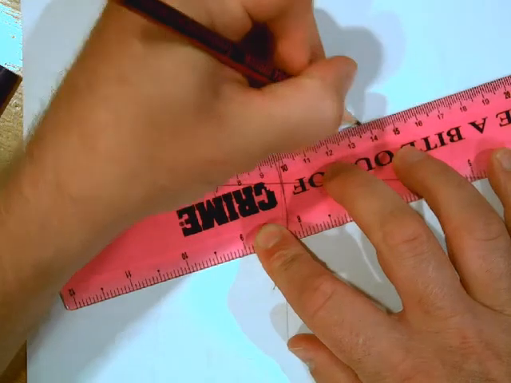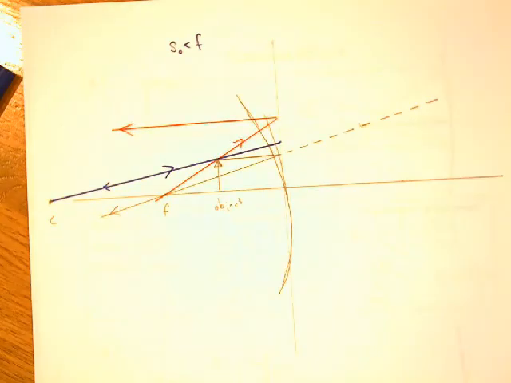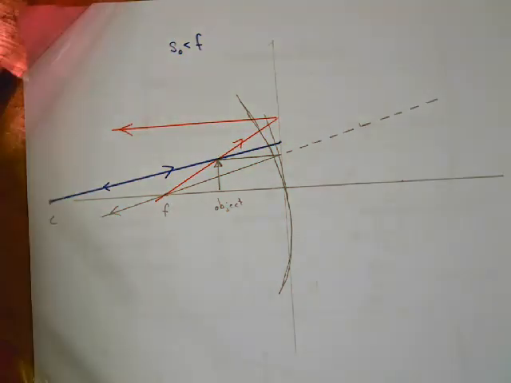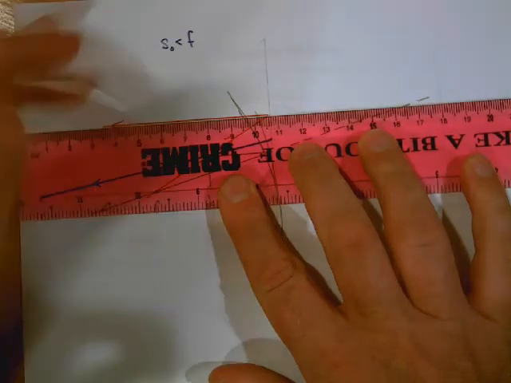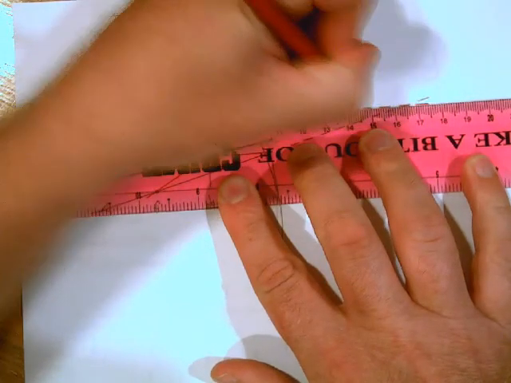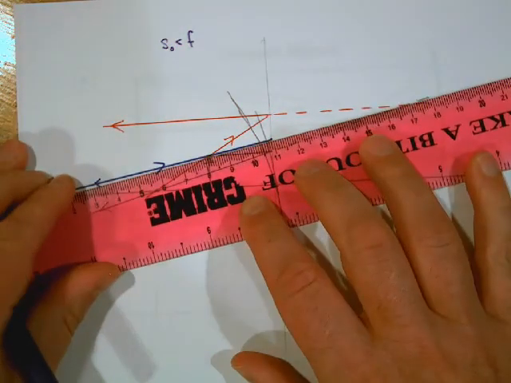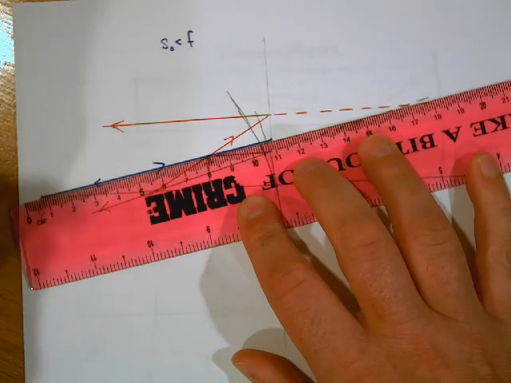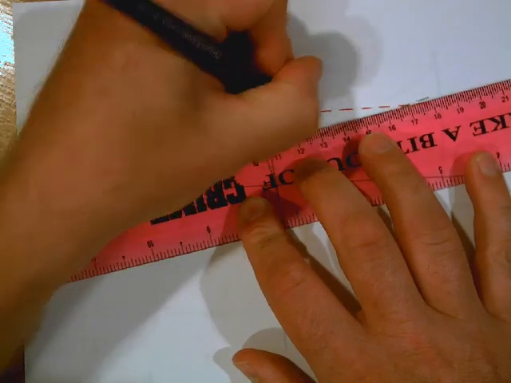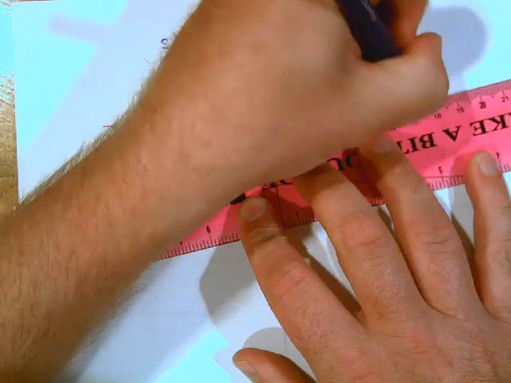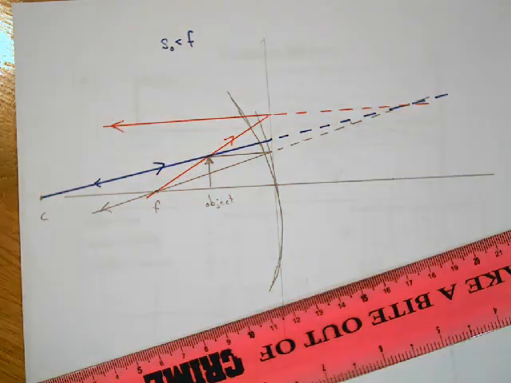So dot, dot, dot, dot. I'm dotting it because the light is not actually going back there. If I extend the red one backwards, it's going to look something like this. And then if I extend that center ray backwards, hopefully it will meet where the other two met, if I do it right. There you go. It looks like I did a pretty decent job.